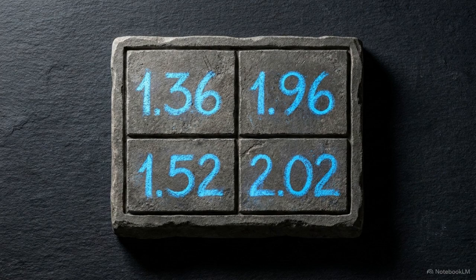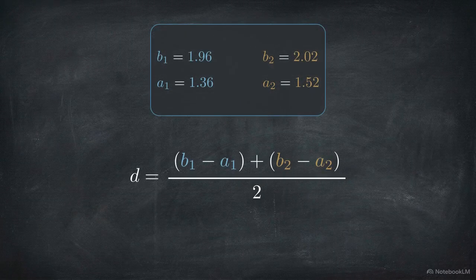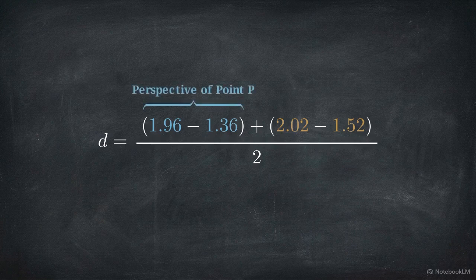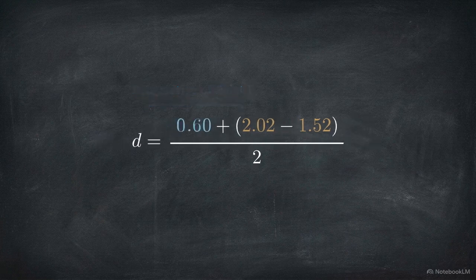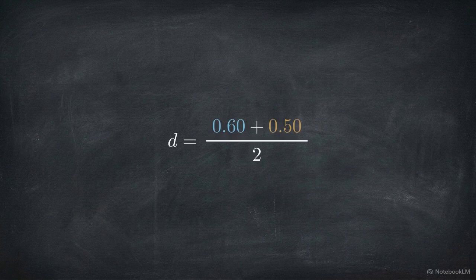We bring back our derived reciprocal leveling formula to process the raw data. We slot the 4 specific field values into their respective variables. The true difference equals 1.96 minus 1.36 plus 2.02 minus 1.52, all divided by 2. Calculating the first half of the numerator, which represents the uncorrected elevation difference from the perspective of point P, yields exactly 0.60. The second half of the numerator, the uncorrected elevation difference from the perspective of point Q, yields 0.50.